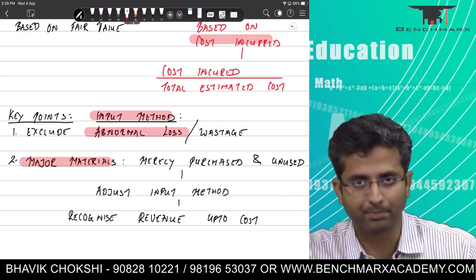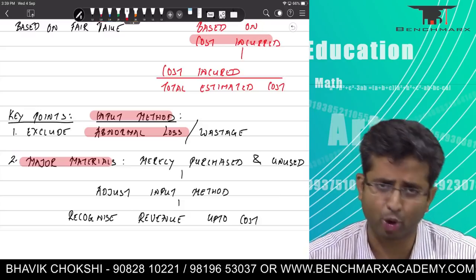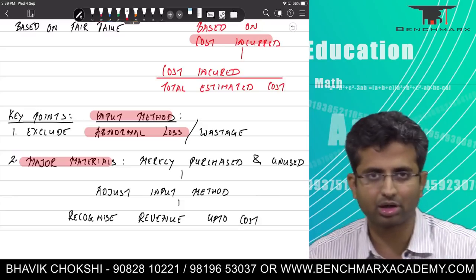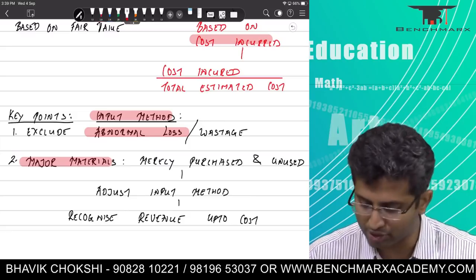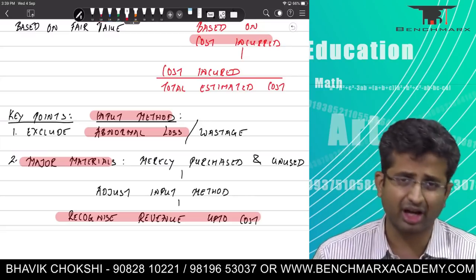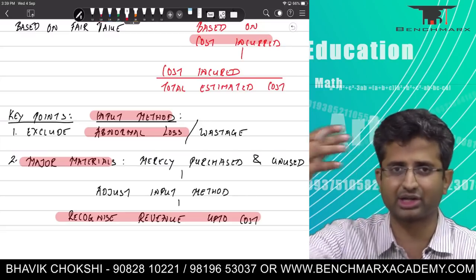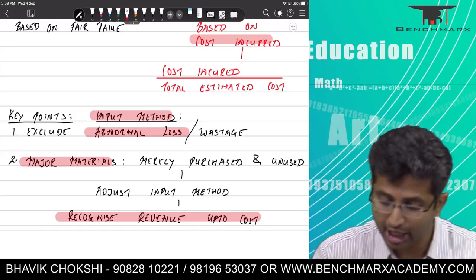For the remaining part, you will try to measure progress, and revenue recognition will be based on the progress of the remaining part of the inputs. So you'll recognize the revenue up to cost for the major materials. For the other items, you will measure progress as cost incurred for the other parts upon the remaining cost for the other parts.